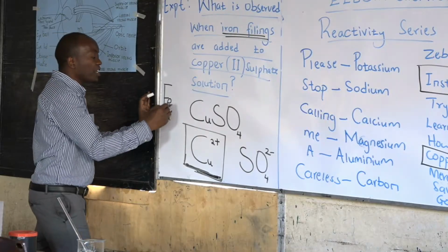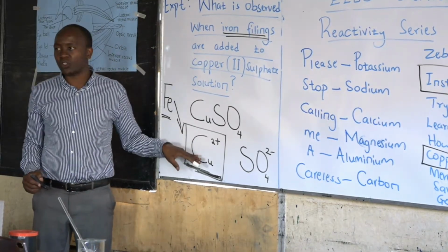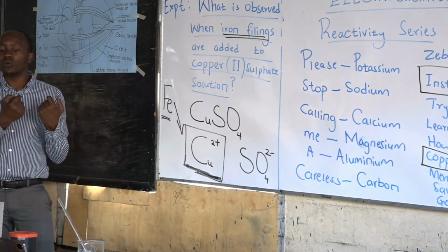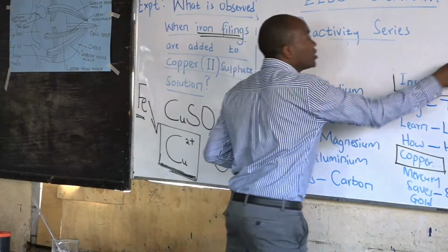Now when iron gets into this solution, it's going to take the place of copper. So the copper, in this case, will gain an electron and return back to the atom form. So this is exactly what is going to happen here. Now let me take you through.